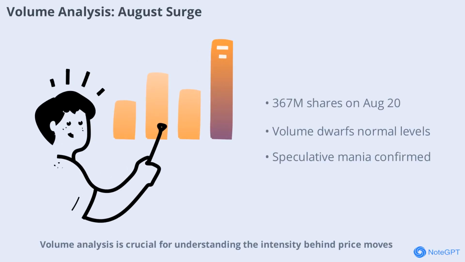Volume analysis is crucial for understanding the intensity behind price moves. During the August surge, THAR saw extraordinary trading volumes. On August 20, over 367 million shares changed hands as the price jumped to 3.59. The following days saw similarly massive volumes, dwarfing the typical trading activity of less than 100,000 shares in June and July. Such volume spikes confirm the presence of speculative mania and heightened trader interest.